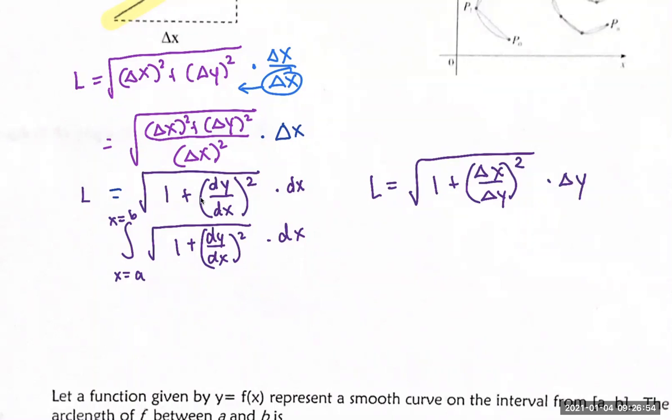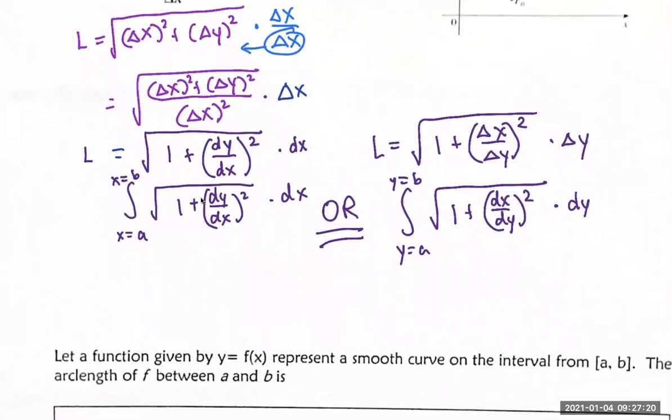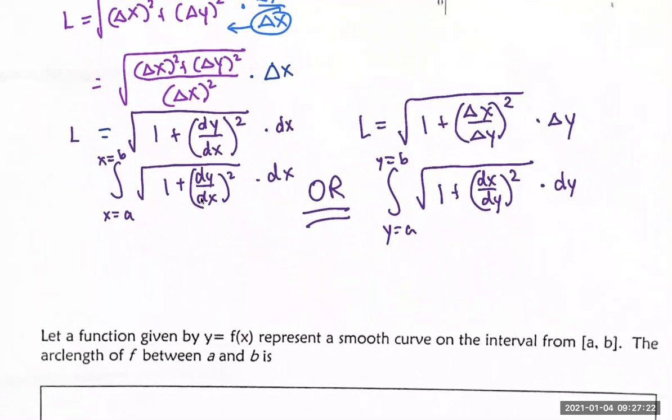And so for the integral part, I'm just going to put an or here. If I were to sum up all the lengths, it would be from y equals a. So the lower y value is going to be a, and the upper y value is going to be b, similar to area and volume. And then 1 plus, in this case, dx dy, so this is all in terms of y, times dy. So pretty easy to remember this formula.